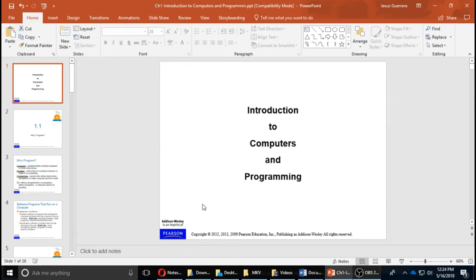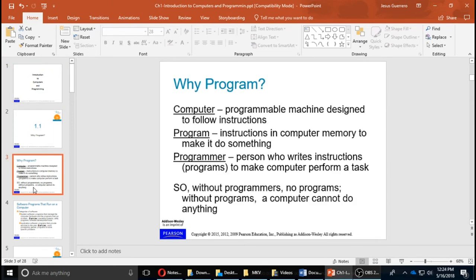Introduction to Computers and Programming. So the first part is what a computer is. It's really a programmable machine designed to follow instructions. The instructions are in computer memory, and the memory itself is the program. What the machine does, how the machine is put together inside, like the software, is done with programs.